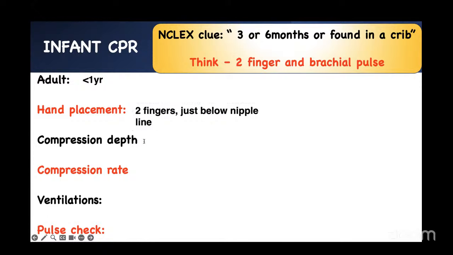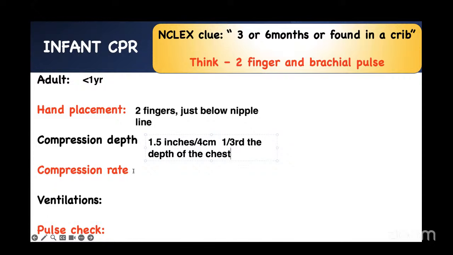And then how deep do you go? Not at least. All you do is about 1.5 inches or 4 centimeters. If the answer is not there, look for 1/3 of their chest wall. That's how deep you go, 1/3 the depth of the chest.